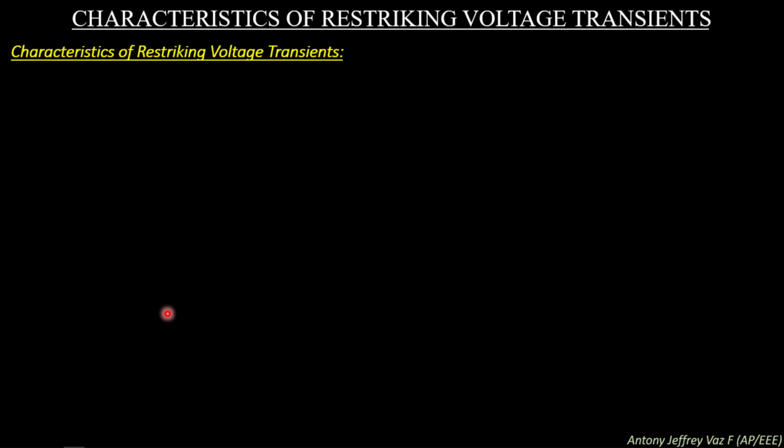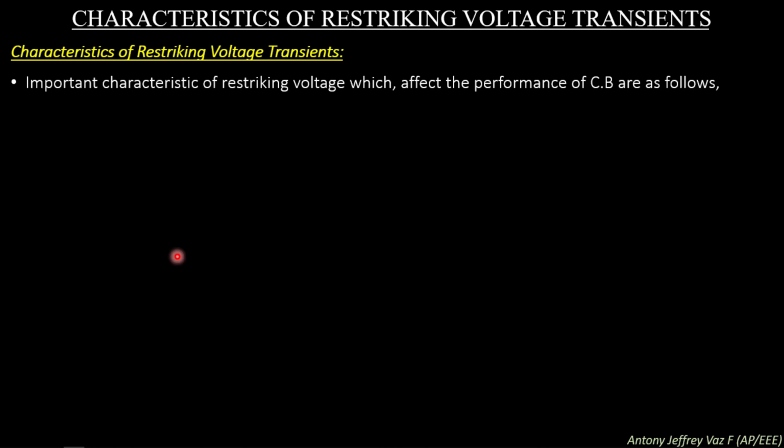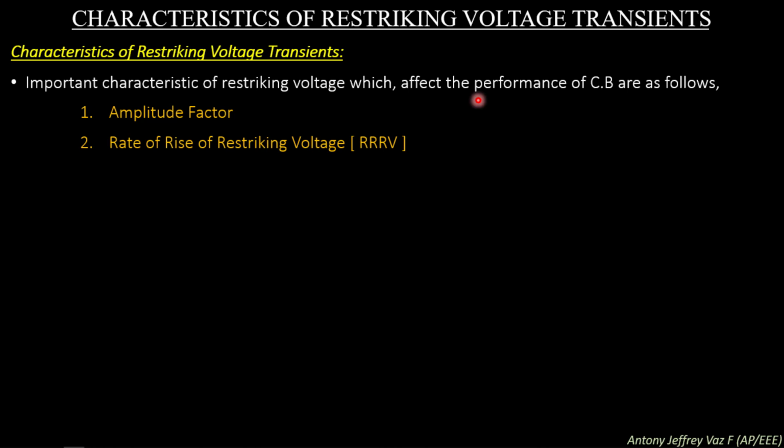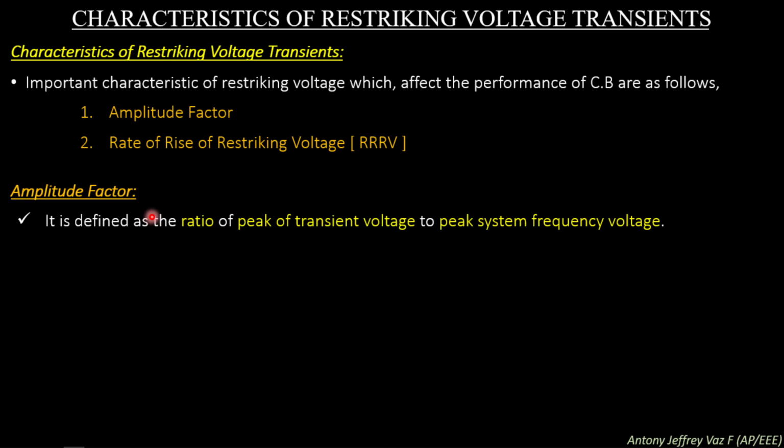Characteristics of restriking voltage transient. Important characteristics of restriking voltage transients which affect the performance of the circuit breaker are as follows: amplitude factor, rate of rise of restriking voltage. First one is the amplitude factor. It is defined as the ratio of peak of transient voltage to peak system frequency voltage. So this is the highest amplitude that the restriking voltage can produce.